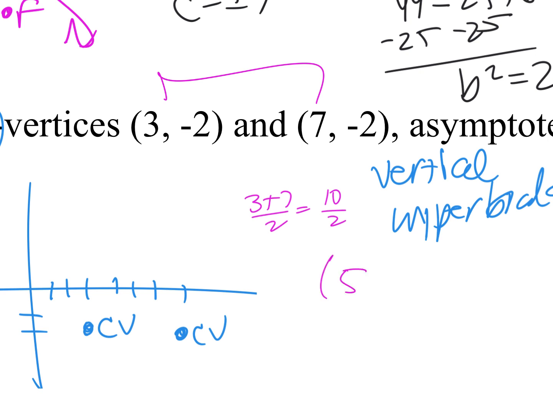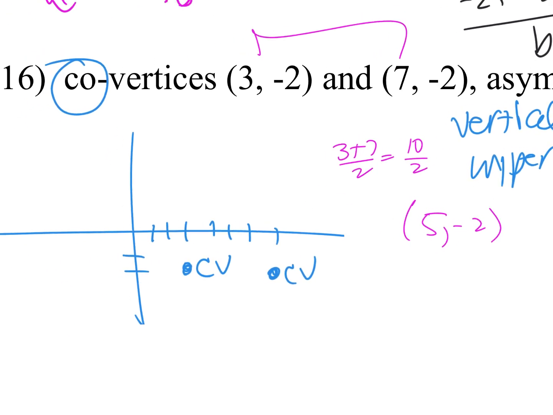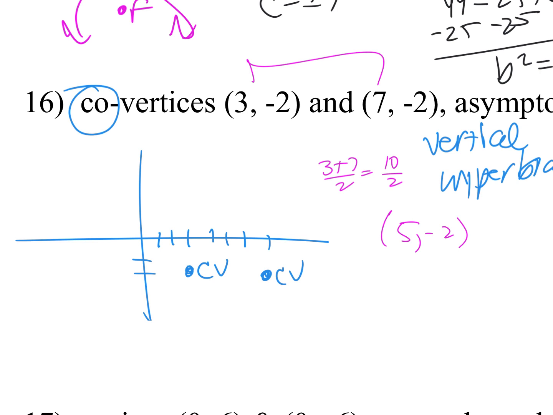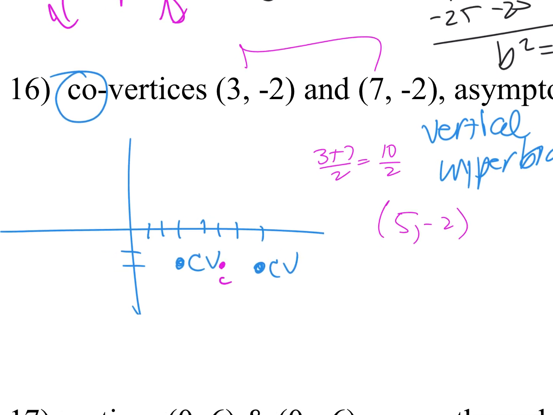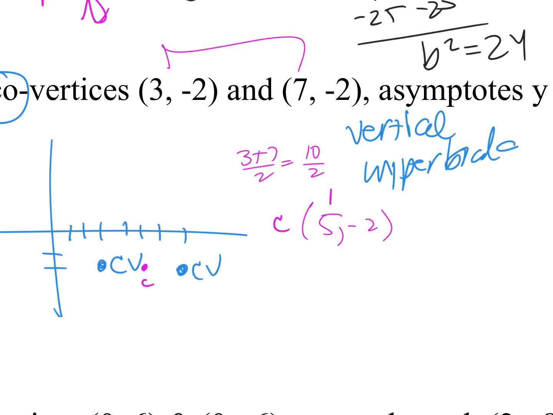So my center is going to be at (5, -2). Plot it on a graph, guys. 1, 2, 3, 4, 5, -2. It's right here in the middle. So I know that this is my center. We just said that this was a vertical. So this is my h, this is my k.